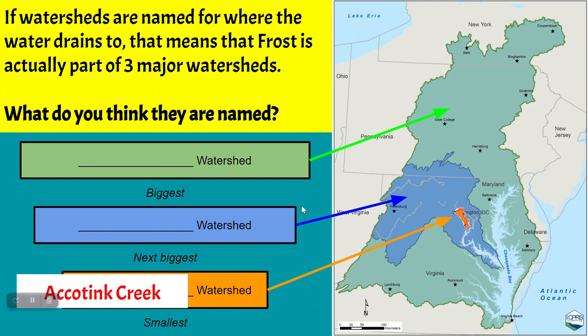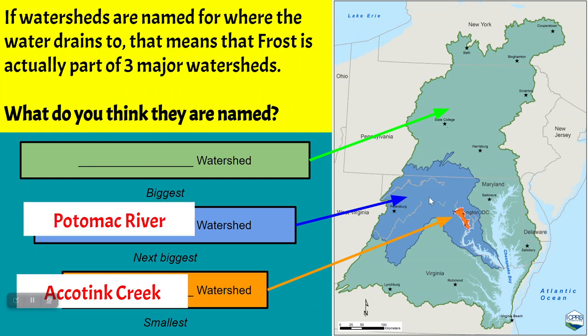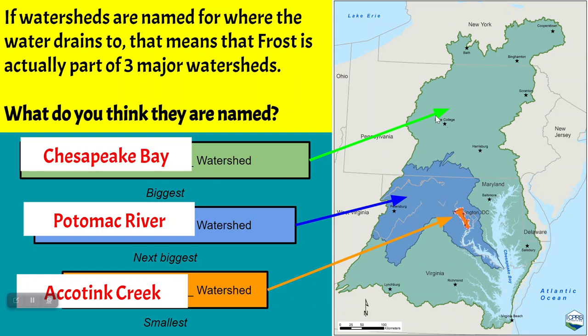Okay, the Accotink Creek then drains into a slightly bigger watershed called the Potomac River watershed. Finally, either one of these is going to make its way to the Chesapeake Bay watershed. Remember, that's all of this area that feeds into the Chesapeake Bay. If there's water landing on any of this land area, it's going to feed into the Chesapeake Bay.